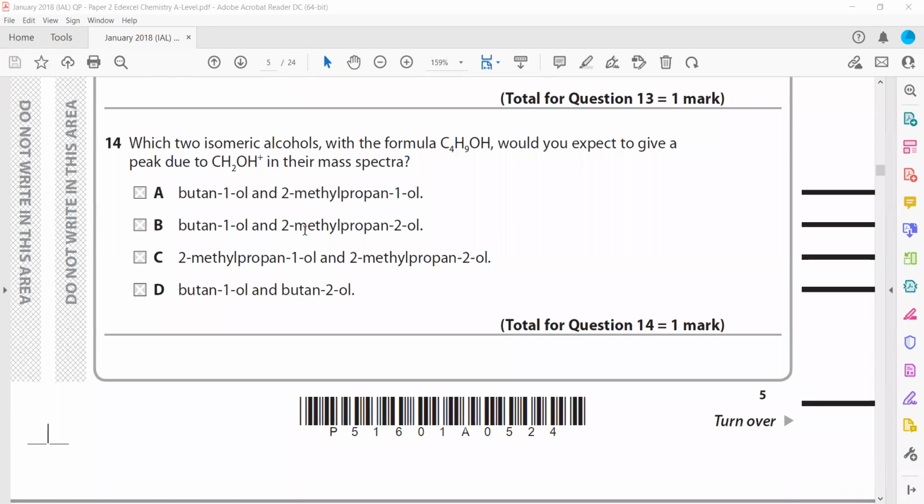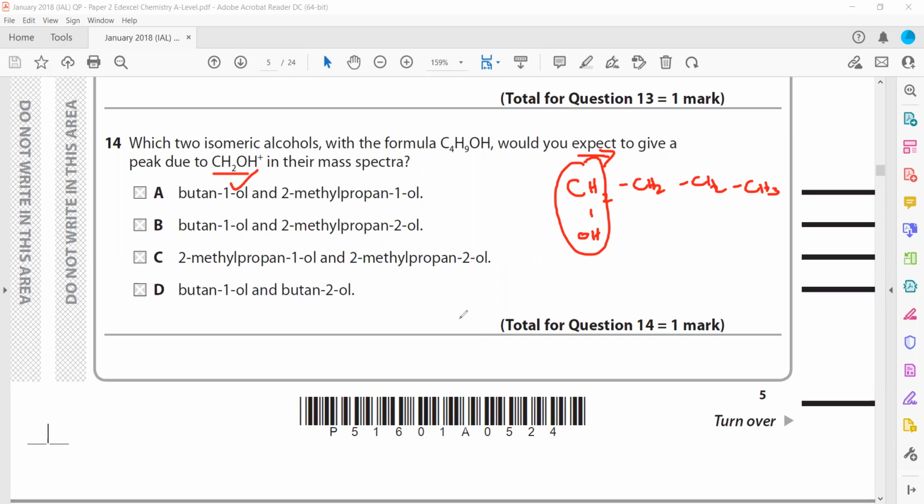Which two isomeric alcohols, C4H9OH, are expected to give a peak due to CH2OH in the mass spectrometer? So if we have butan-1-ol, this will be CH2OH, then CH2, CH2, CH3. If we break from the right-hand side, the first part we might get is this part only. So yes, this alcohol is giving this peak, that is true.